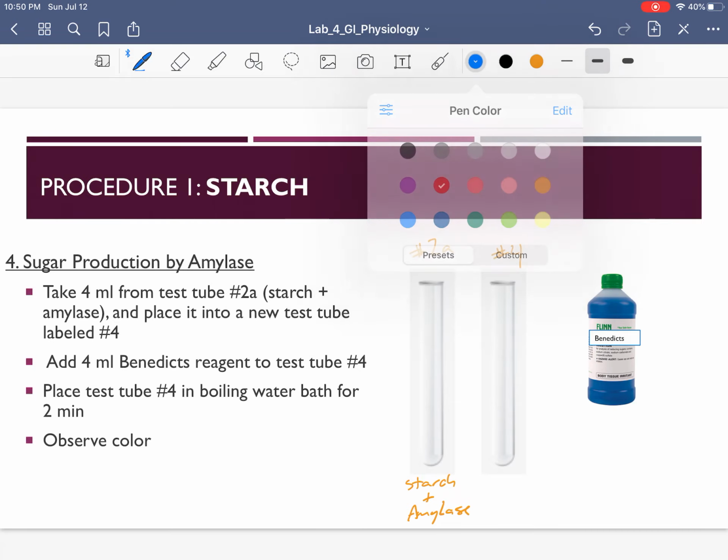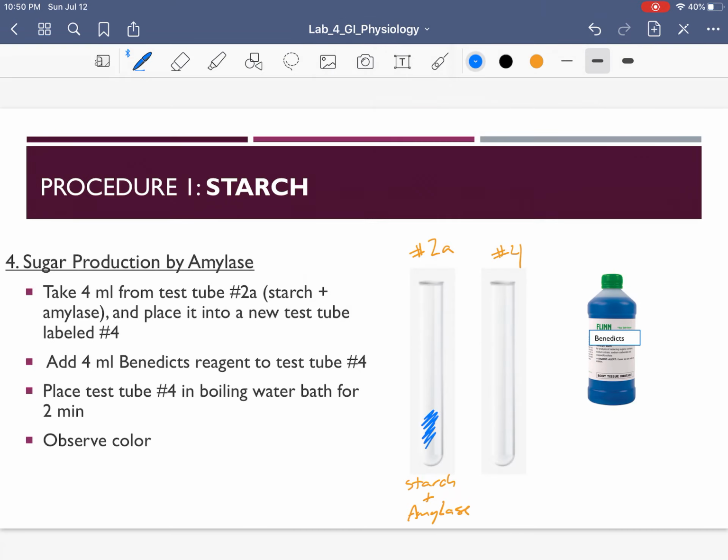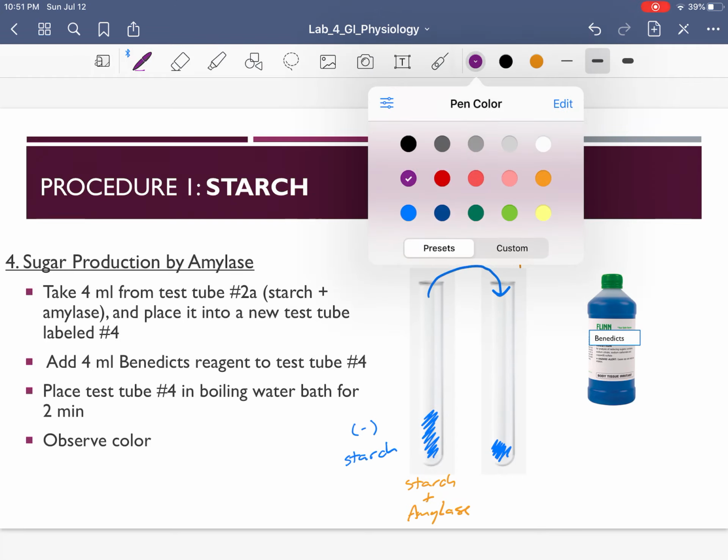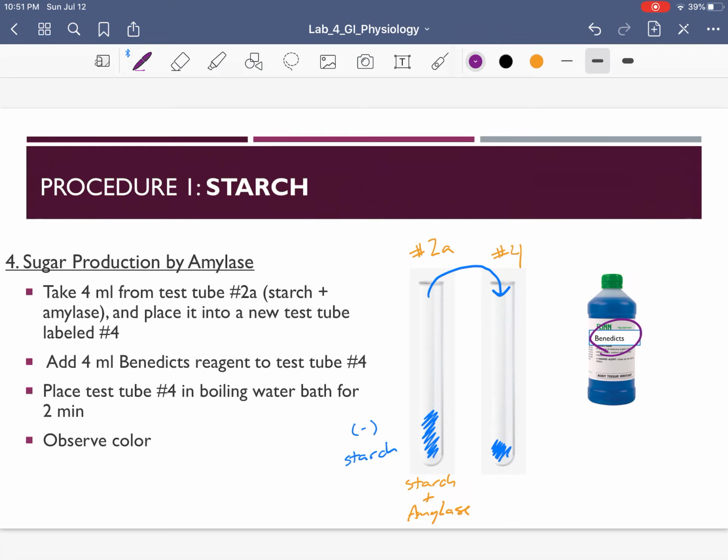Okay? So we took that starch and amylase out after it was in the warm water bath. And just as a reminder, this test tube 2A tested negative for starch. It was no longer dark black or dark blue. We're going to transfer 4 mils from test tube 2A to a new test tube called test tube number 4. And then to our new test tube 4, we're going to add Benedict's, which is the reagent for simple sugar.